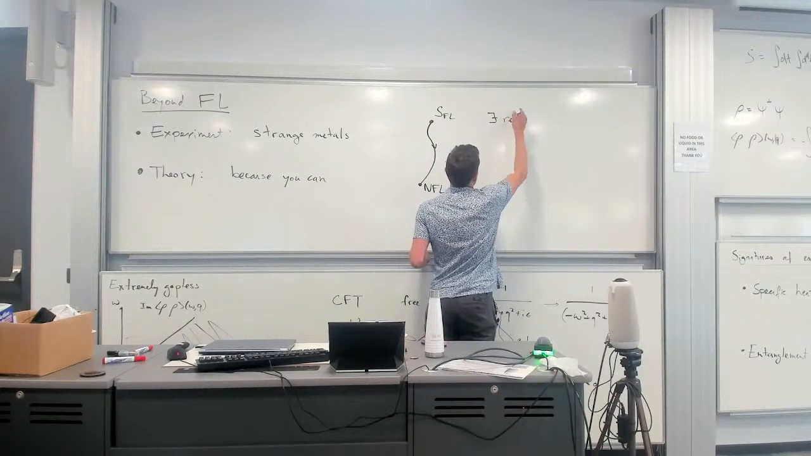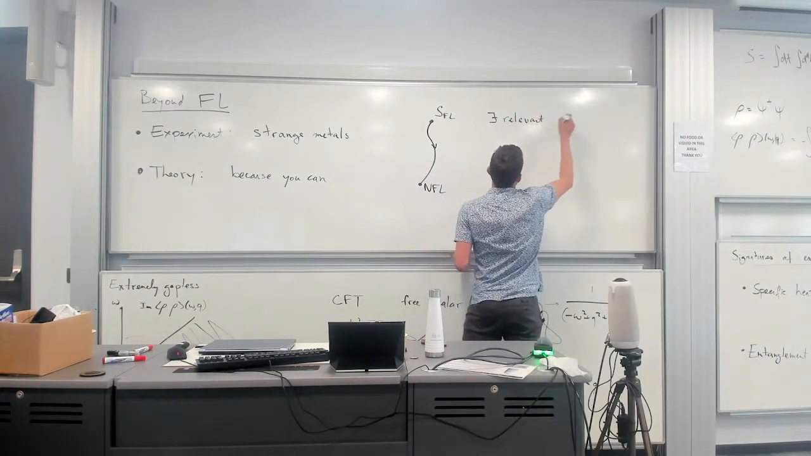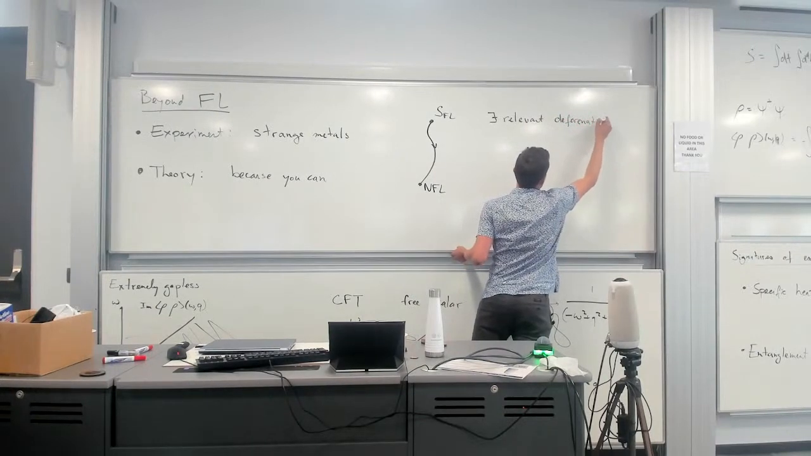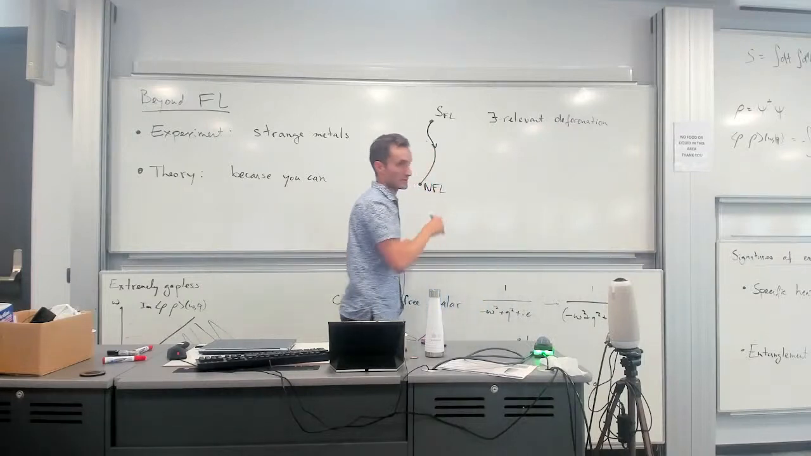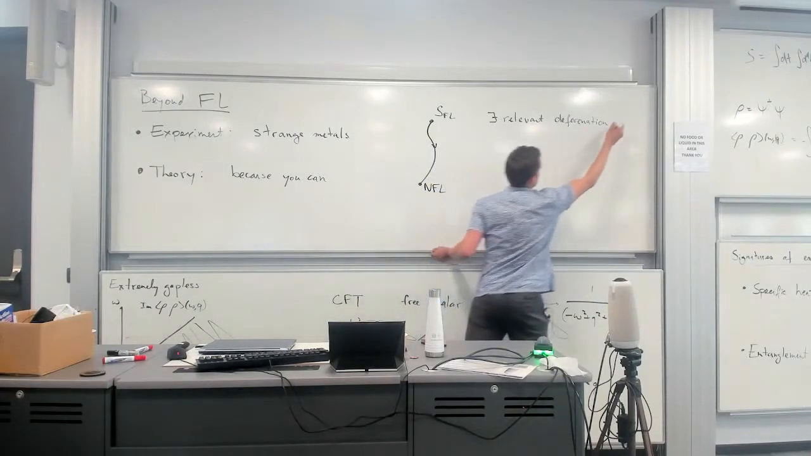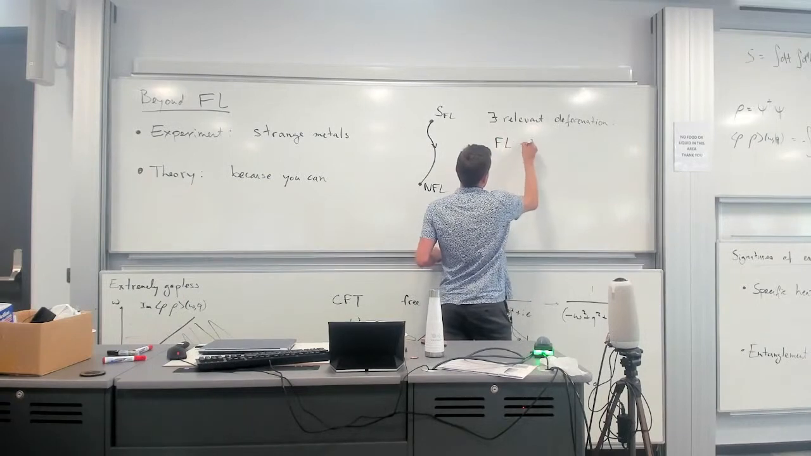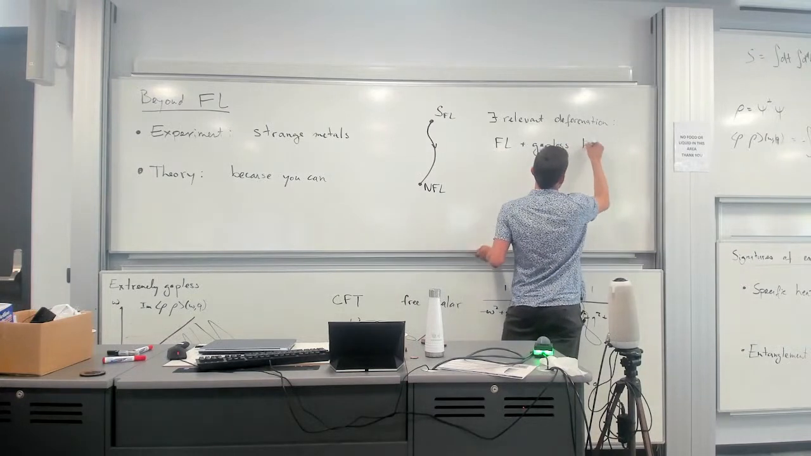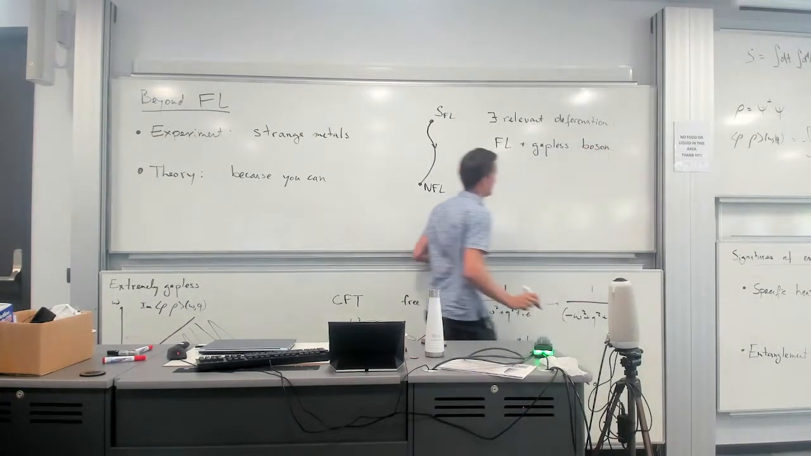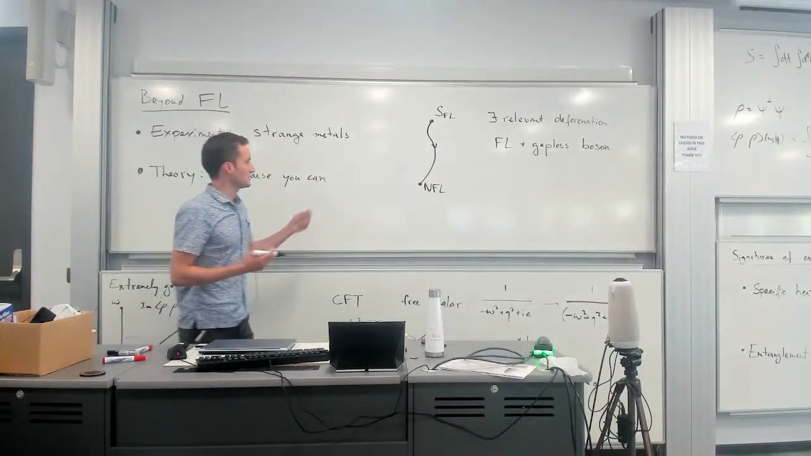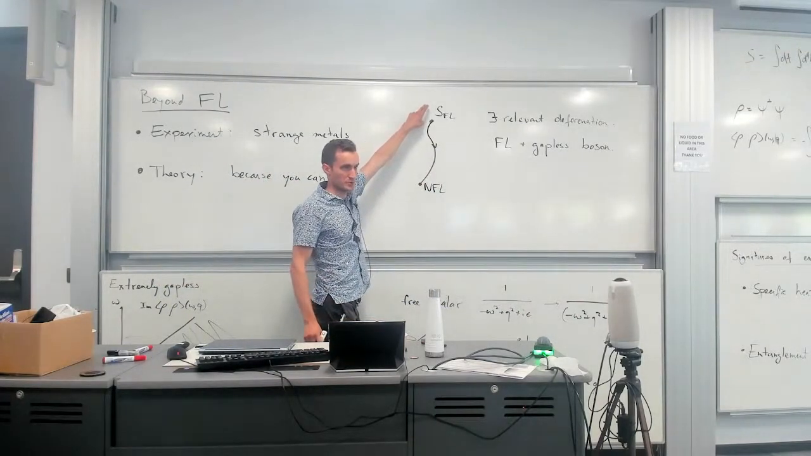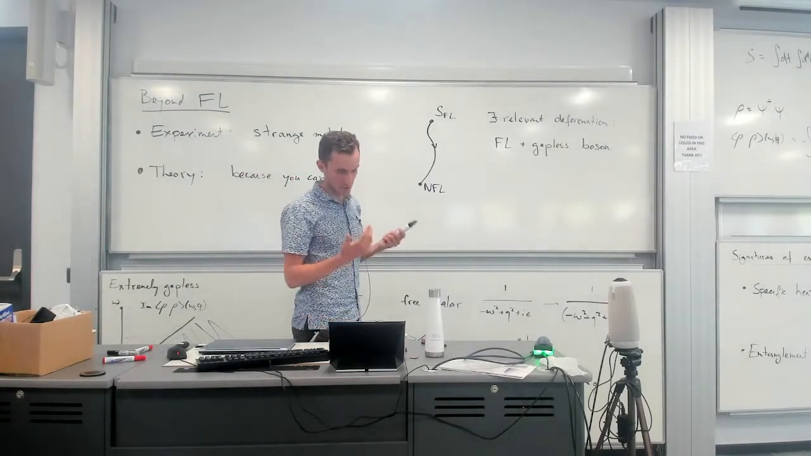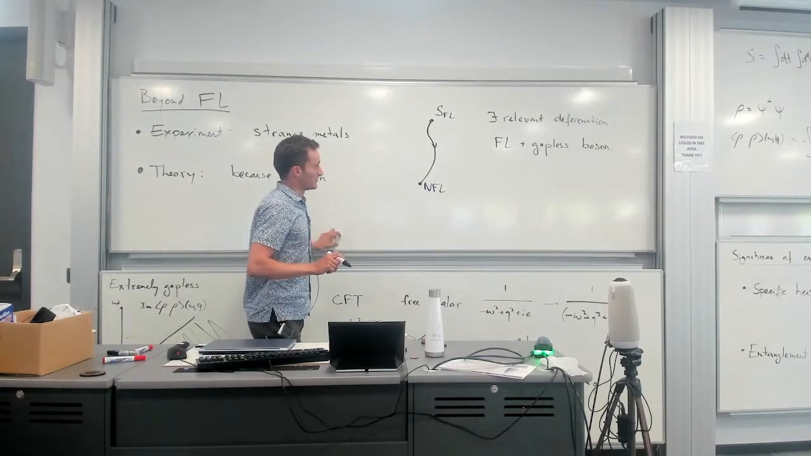Typically, this relevant deformation looks like coupling the Fermi liquid to a gapless boson, which could either be an order parameter that you tune to criticality, or a gauge field. You can study both of those deformations around the Fermi liquid fixed point, which we understand fairly well, and we know they're relevant. So we know that you lose perturbative control there. We don't necessarily know what happens, but we know that something happens.